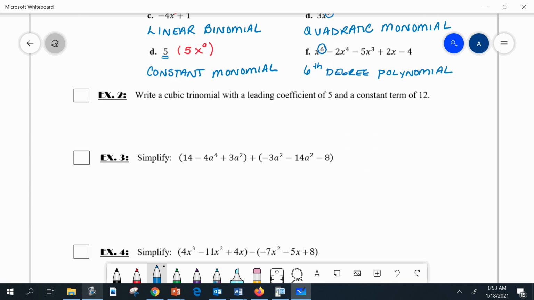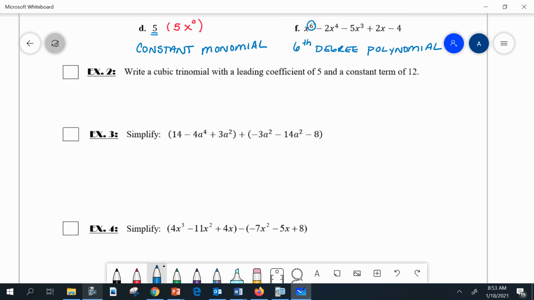Let's keep going. So now what we're going to do for example 2 is use the vocabulary to write our own little expression. So we're going to write a cubic trinomial with a leading coefficient of 5 and a constant term of 12. Sometimes I need to read these a couple times just to make sure that I get the information.